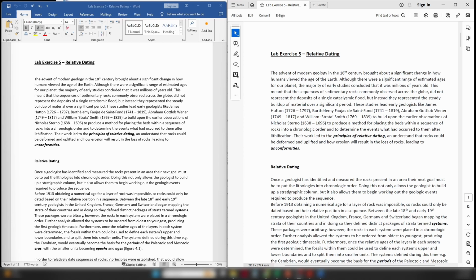And by doing this, geologists came up with a sequence of principles, which are called the principles of relative dating, and they allow you to put the rocks into that chronologic sequence. You also need to take into account the formation of unconformities as well when you are dealing with relative dating.